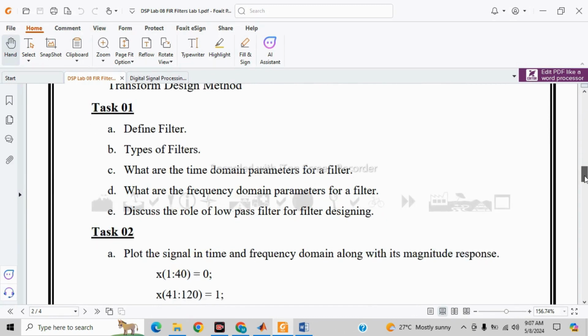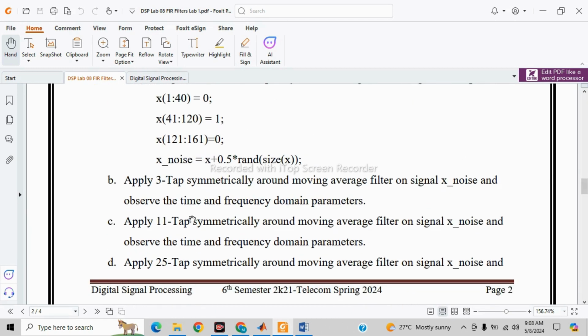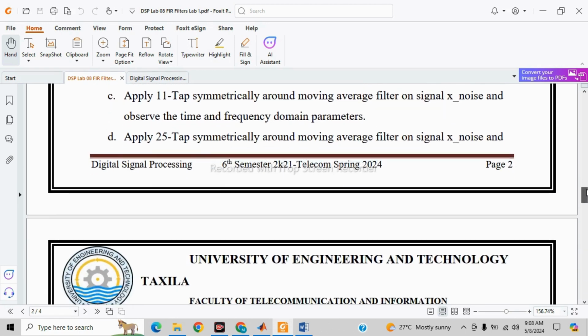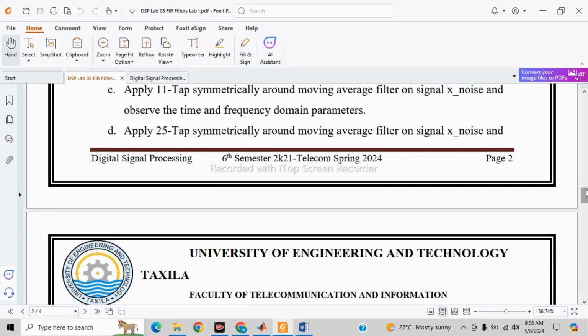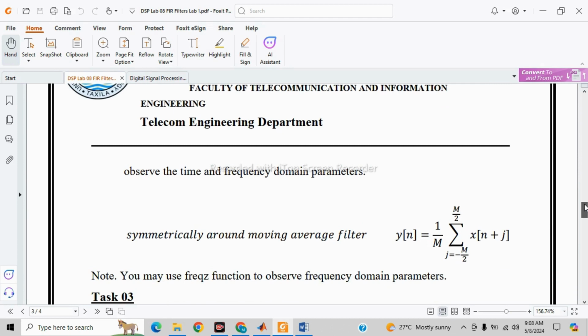Next, task number two for this lab is to plot the signal in the time and frequency domain along with its magnitude response. And this is the signal. Part B is to apply a 3 tap symmetric moving average filter on the signal X noise and observe the time and frequency domain parameters. Next, part C is to apply an 11 tap symmetric moving average filter on signal X noise and observe the time and frequency domain parameters. Next, part D is to apply a 25 tap symmetric moving average filter on signal X noise and observe the time and frequency domain parameters.